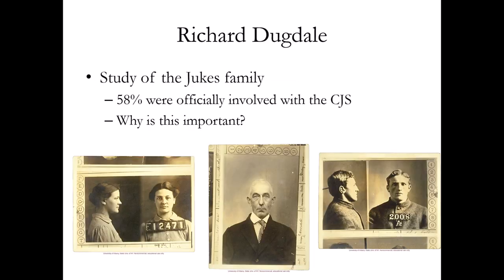Richard Dugdale, yeah, I'm pronouncing that right. He's not as famous as Lombroso, but he studied the Jukes family and found that 58 of them were officially involved in the criminal justice system. He found this fascinating, and maybe there's something going on with that family that caused them to be criminogenic, right? That caused 58% of them, probably mostly the men, I would imagine, to be committing crimes.